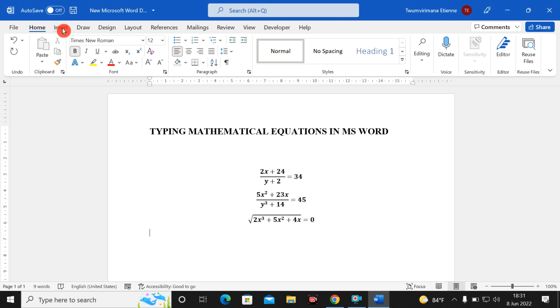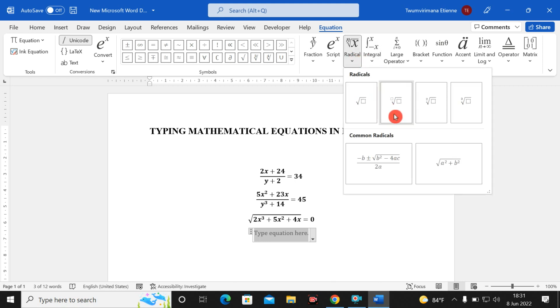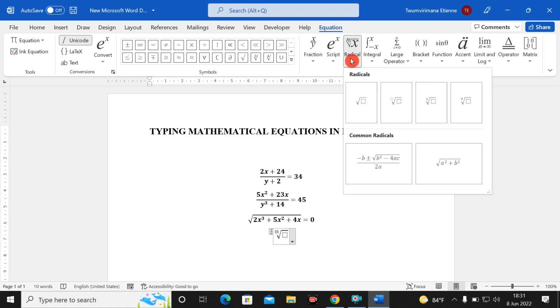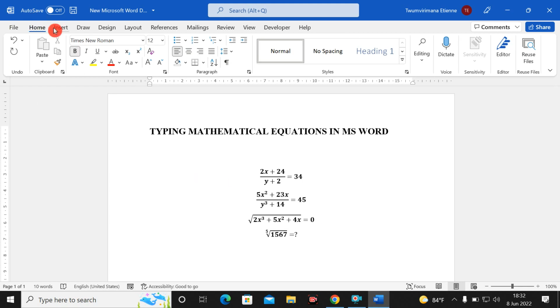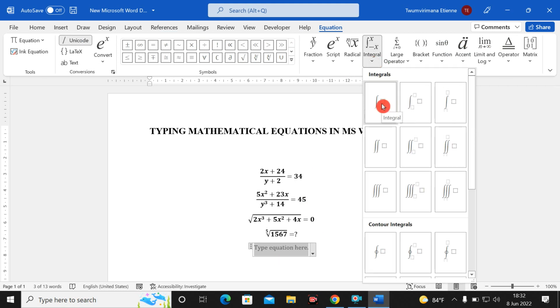And apart from radicals, I will show you how you can type integrals. You see, even in radicals you can put something here. I can put any number in the radical up there, maybe here put 5. You see, I can put 5 here. I can just put 1567, and you can solve for it and see what the answer will be. Now we can see how we can type radicals. Yeah, this is radicals. Now integrals, here you can see you have integrals.